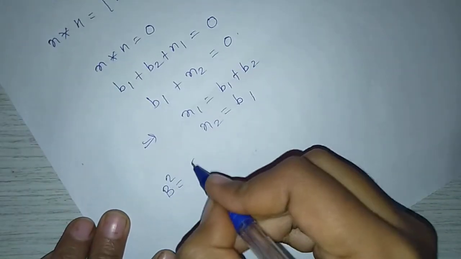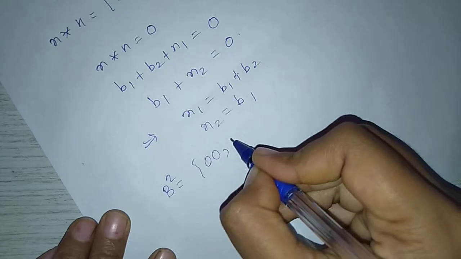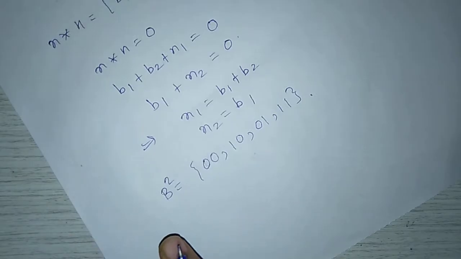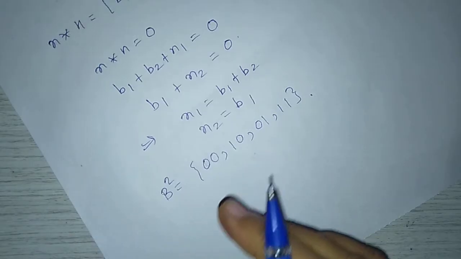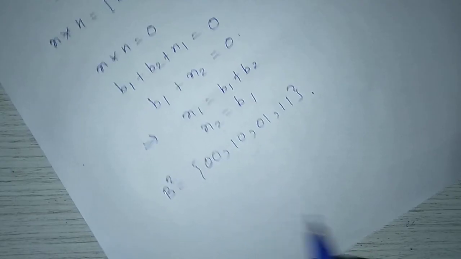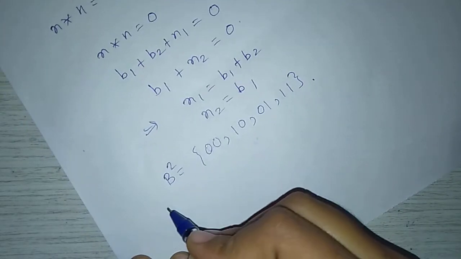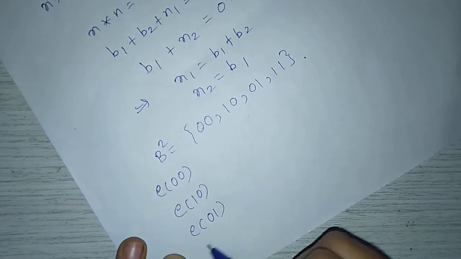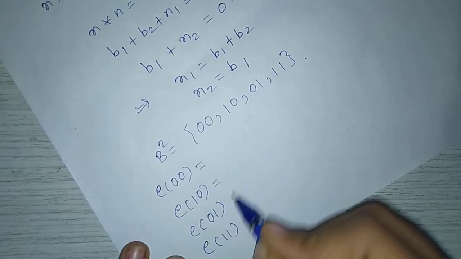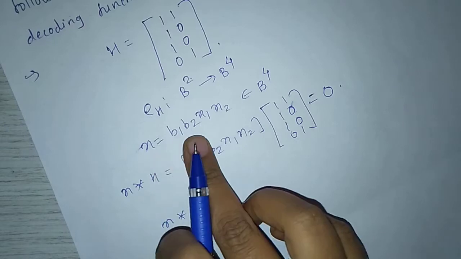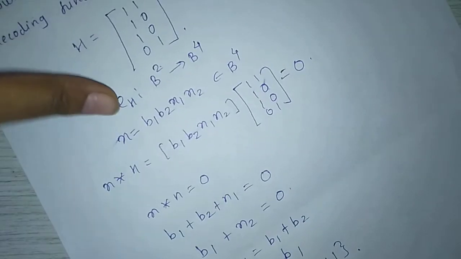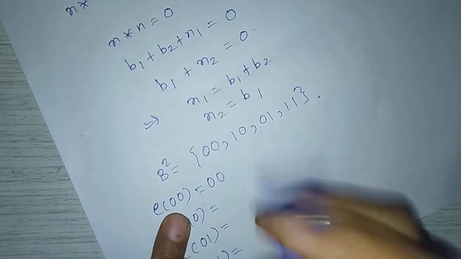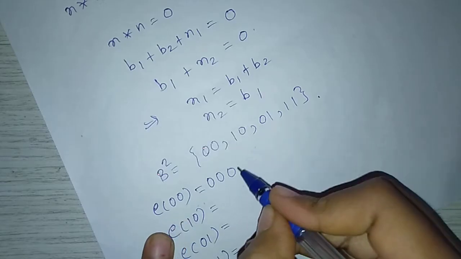Two copies of b is nothing but the set of 0 0, 1 0, 0 1, 1 1. B square contains 2 raised to 2 elements, meaning 4 elements. Next, compute e of 0 0, e of 1 0, e of 0 1, e of 1 1. We have x equal to b1 b2 x1 x2. So e of 0 0 is 0 0 0 0. Next x1 is b1 plus b2 and x2 is b1.